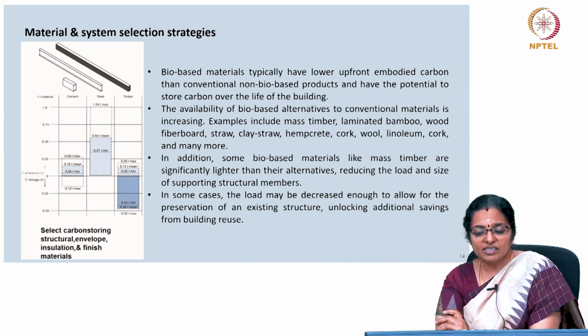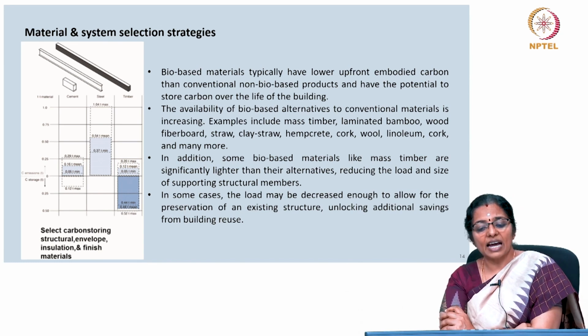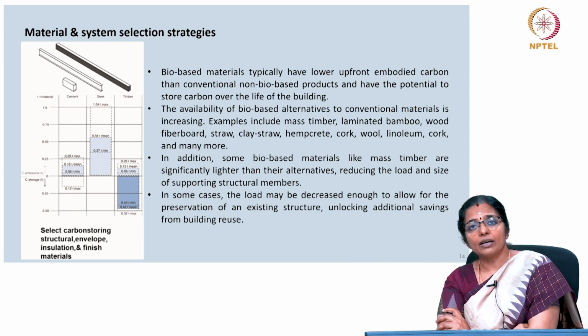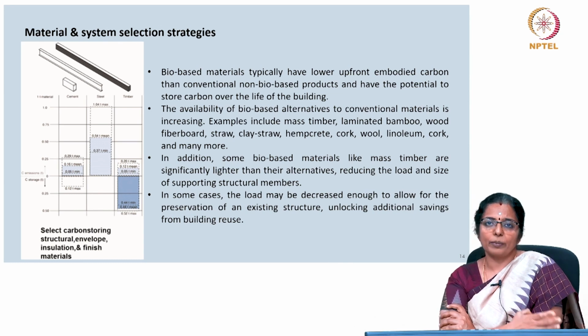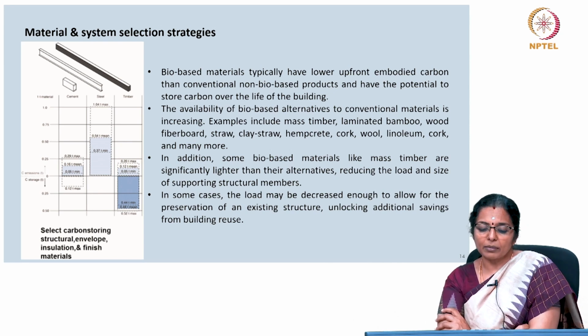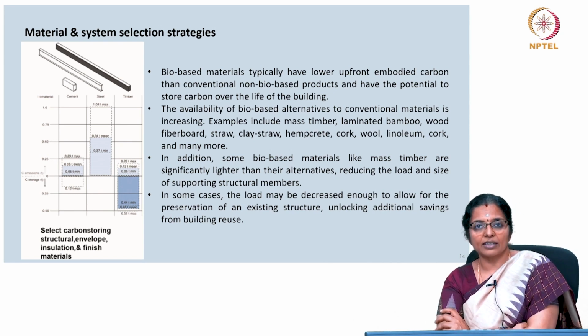So, bio-based materials typically have lower upfront embodied carbon than conventional non-bio-based products and have the potential to store carbon over the life of the building. The availability of bio-based alternatives to conventional materials is increasing. For example, using mass timber, laminated bamboo, wood fiber board, straw, clay straw, hempcrete, cork, wool, linoleum, and many more. There are so many agro-based products. In addition, some bio-based materials like mass timber are significantly lighter than their alternatives.